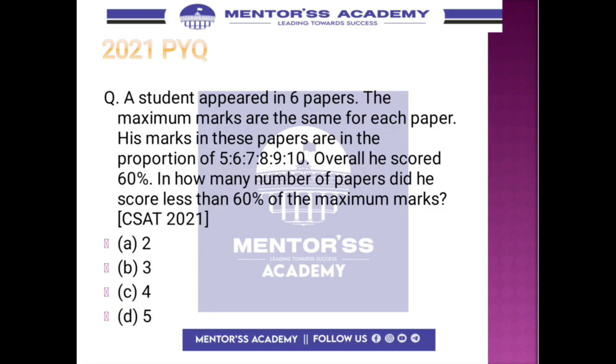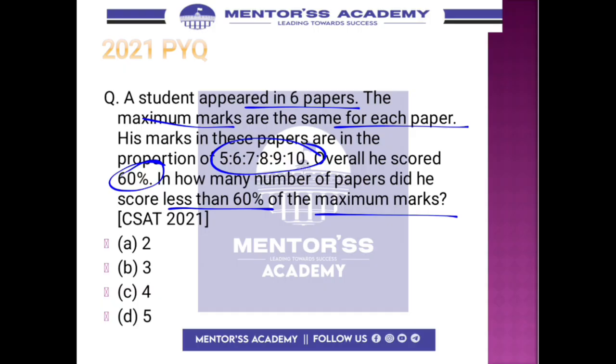A student appeared in 6 papers. The maximum marks are the same for each paper. His marks in these papers are in the proportion of 5 is to 6 is to 7 is to 8 is to 9 is to 10. Overall, he scored 60%. In how many papers did he score less than 60% of the maximum marks? It might seem to be a complex question, but it's really easy. It's a basic question. You must understand the terminology or the vocabulary of the questions.